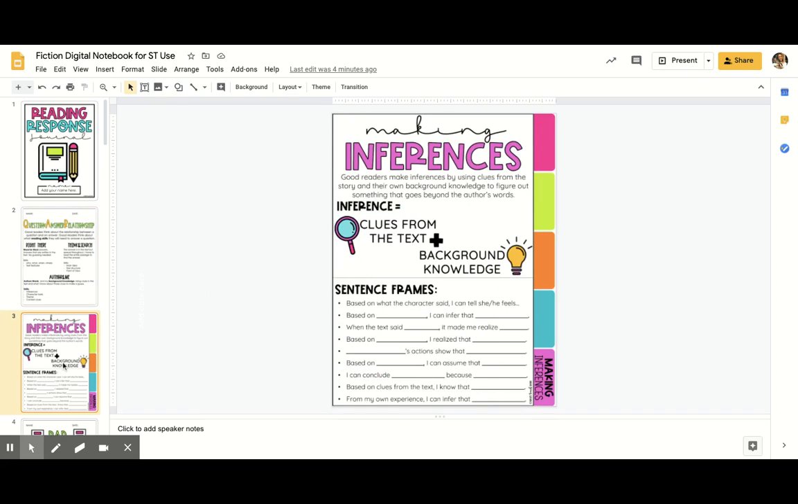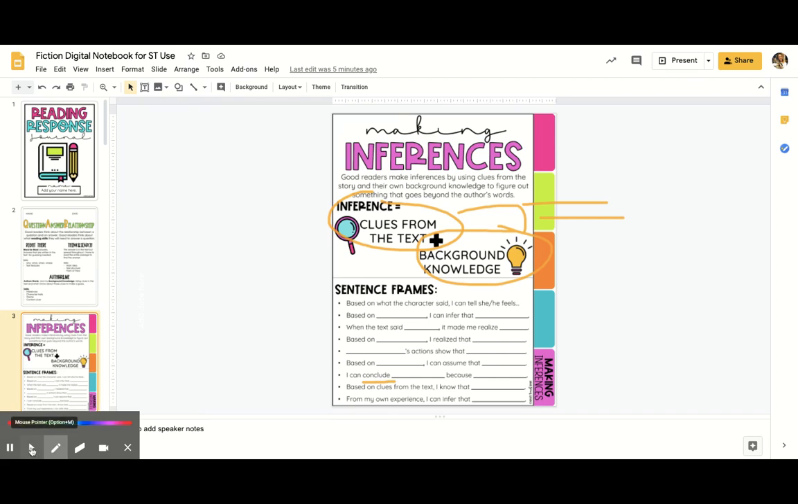So let's look at our inference anchor chart, okay? Says good readers make inferences by using clues from the story and their own background knowledge to figure out something that goes beyond the author's words. So just like we talked about, right? Our clues from the text, our background knowledge, we put it together and we make an inference. Another word that you're going to hear for inferences is conclusion. Okay, like I can conclude, or a conclusion I can draw. But anytime you're having to use clues in the text, what you know, your background knowledge, put those two things together to equal something, that is going to be an inference. And that's what we're really going to work on today.